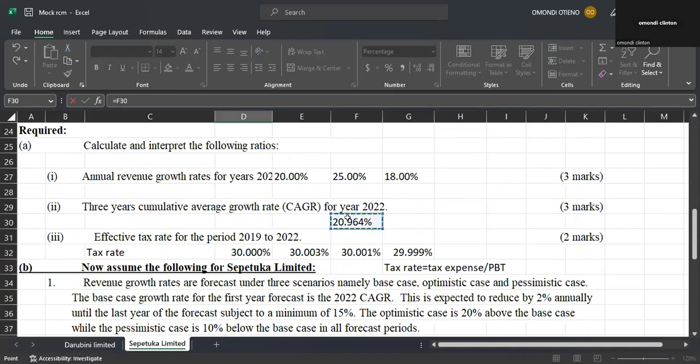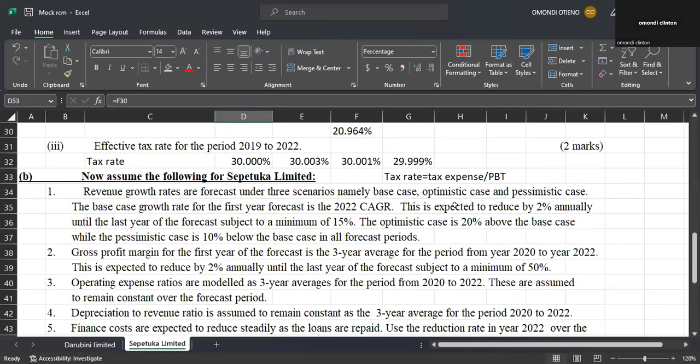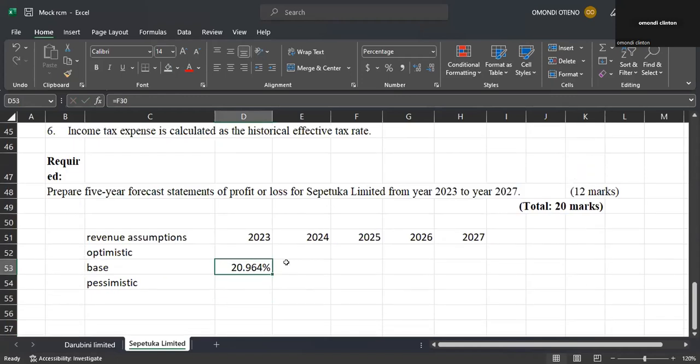So you can apply any of the two. Once that is done, you are being told that this is expected to reduce by 2% annually until the last year of the forecast, subject to a minimum of 15. So you are required to reduce this one here, but the lowest percentage that should be here is 15.